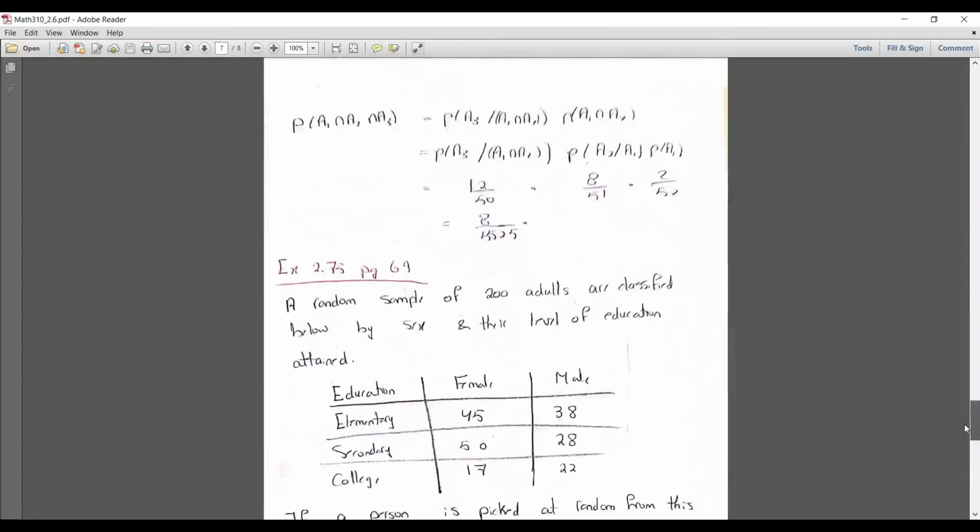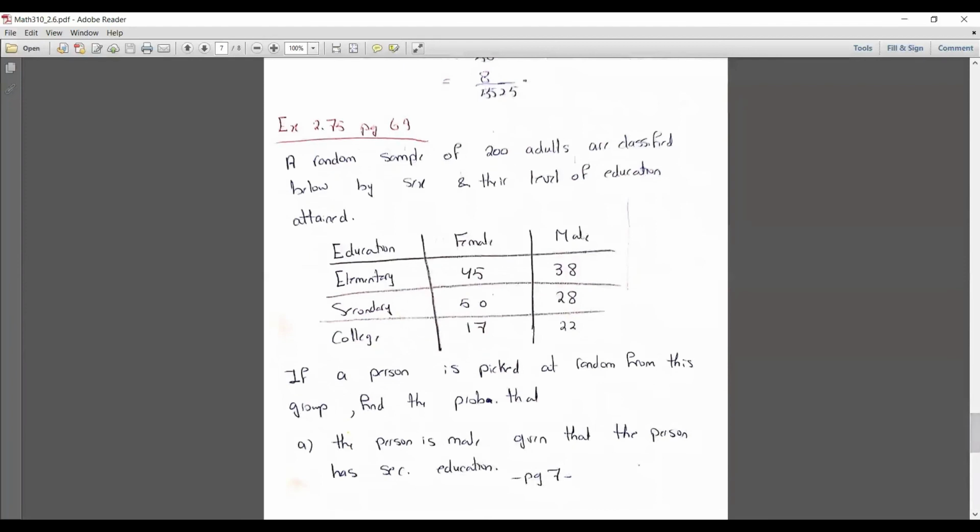Okay, guys, let's now solve our last exercise for today. Here we are given a question about probability as a table, and it's going to be easier, because from the table we can find all our answers. So here we are seeing that a random sample of 200 adults are classified below by sex and their level of education. The education is divided as elementary, secondary, college, and the sex is divided into female and male, and here are the numbers. Usually, in such exercises, we recommend to add a row and a column to put the total number.